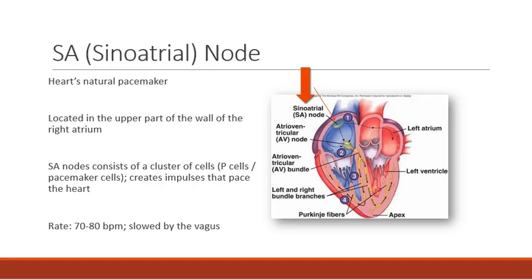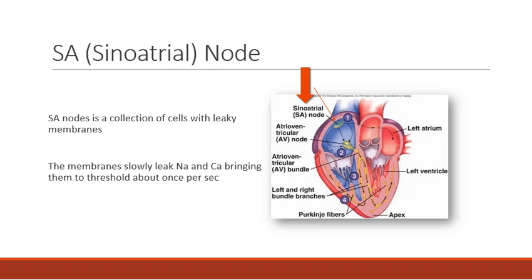Once the impulse is generated at the SA node, it travels and will cause almost simultaneous contraction of the atria. Now, the SA node, again, is a collection of cells with leaky membranes. The membranes slowly leak sodium and calcium, bringing them to threshold about once per second.